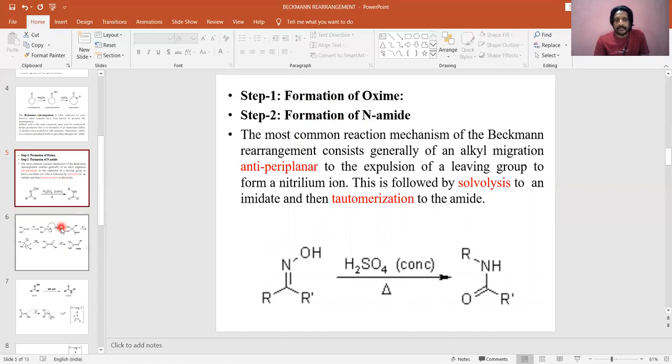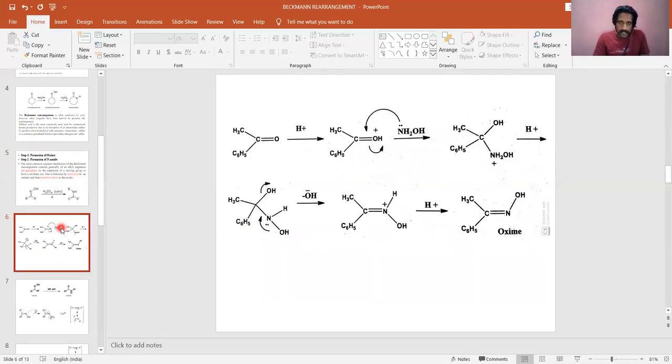Now let us see the mechanism of Beckmann rearrangement. So here we start with a ketone, acetophenone, C6H5, C double bond O, CH3. The first step involves a conversion of ketone to oxime. So we started with acetophenone and we got oxime at the end. This is acetophenone oxime. All right. So there are two substituents present, CH3 and C6H5, R1 and R2, on the ketone. Ketone is getting converted into oxime in the presence of hydroxylamine, NH2OH.